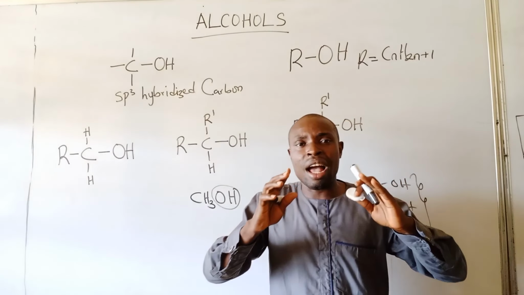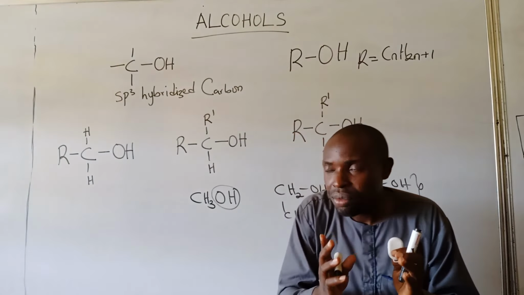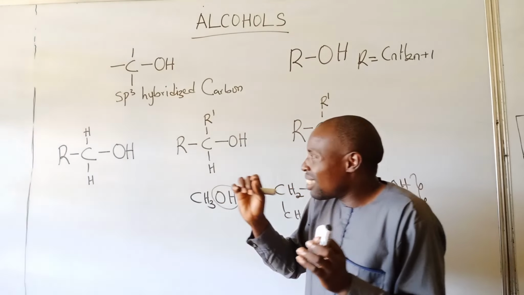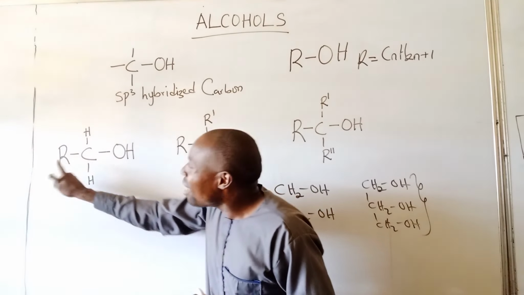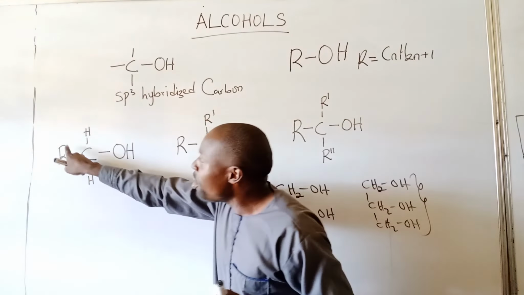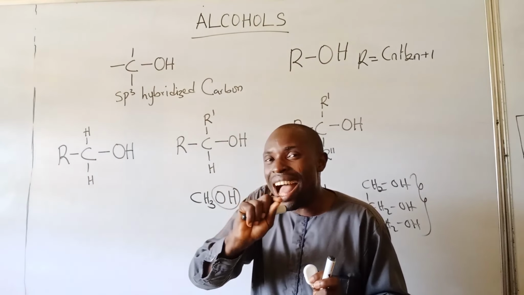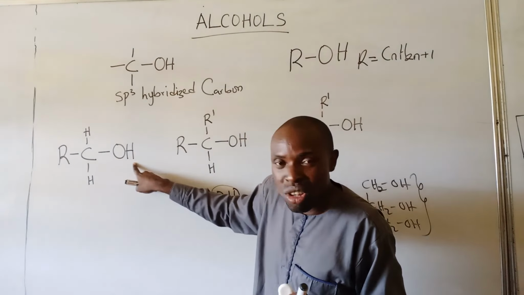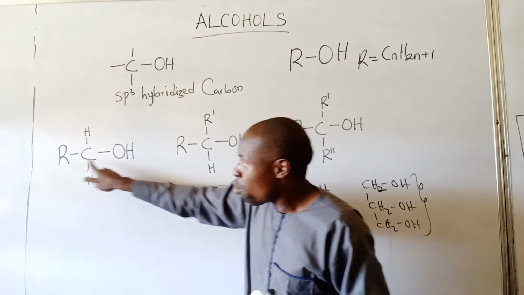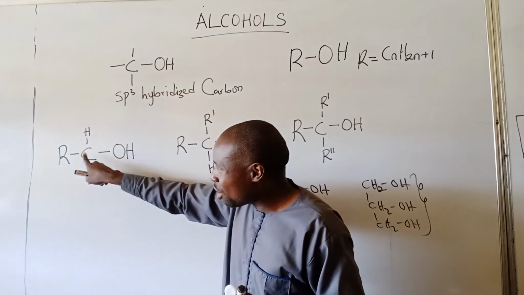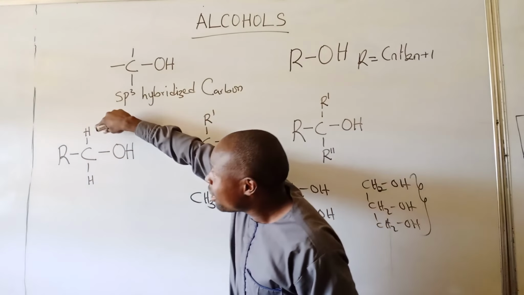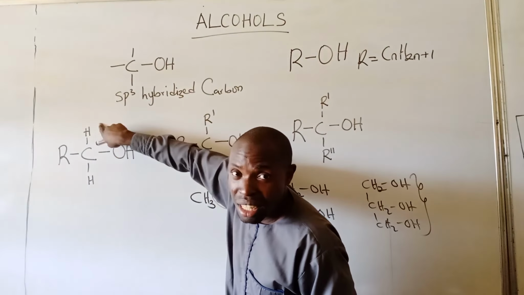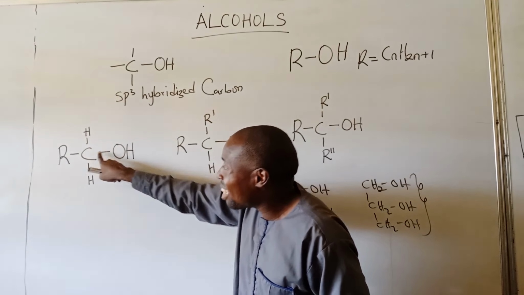Now, when you use the word primary alcohol, simple. A primary alcohol is an alcohol that involves only one alkyl group. Please take note. Only one alkyl group being attached to this carbon carrying the hydroxy group, as you can see. It means that these two hydrogen atoms here are free in the case of primary alcohol. They are attached to the hydroxy group.